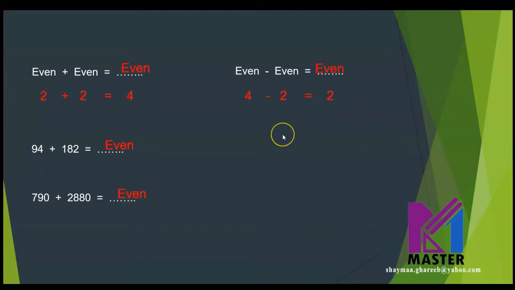4 minus 2 equals 2, which is even. So let's see examples. If I have numbers, an even number minus another even number, the answer must be even. Okay? So as we said before, we don't need to do the calculations. Assume that the first one is 4 and the second one is 2, then find out is it even or odd.